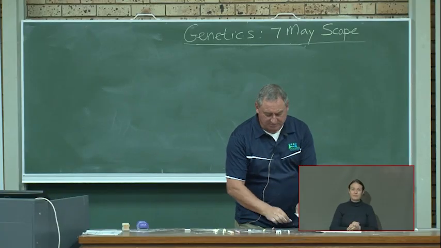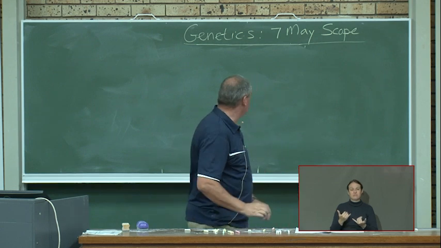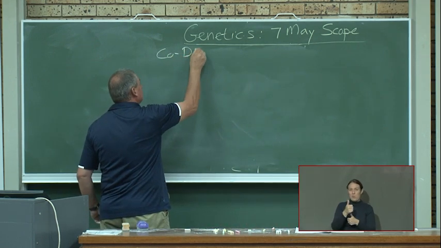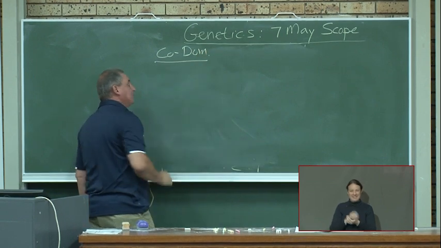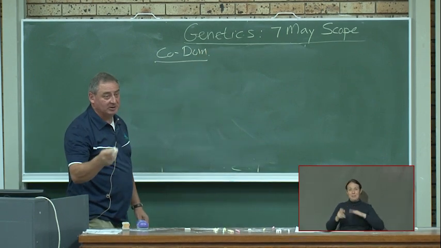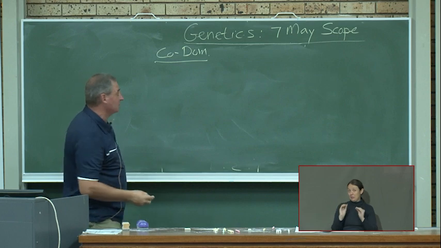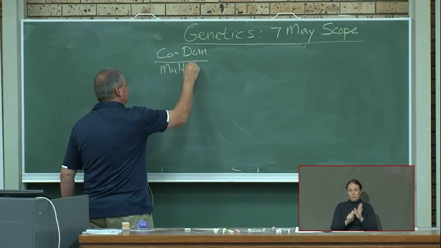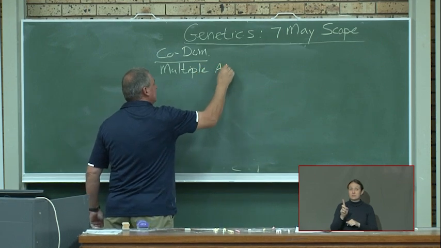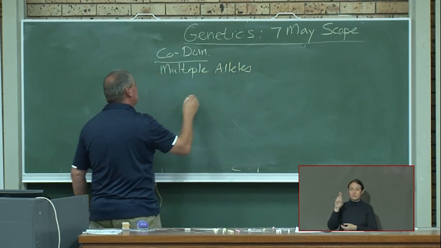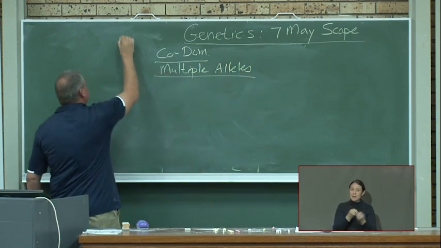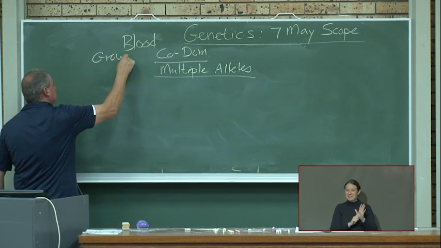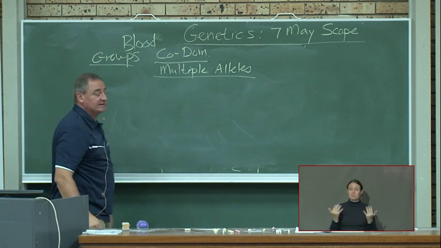Now, I want you to understand something about codominance. When you talk about codominance, you look at blood groups. And we spoke about blood groups last week. You can go check the video we recorded here last week. Blood groups is an example of multiple alleles. What do we mean by multiple alleles when we talk about blood groups? Multiple means more than two.